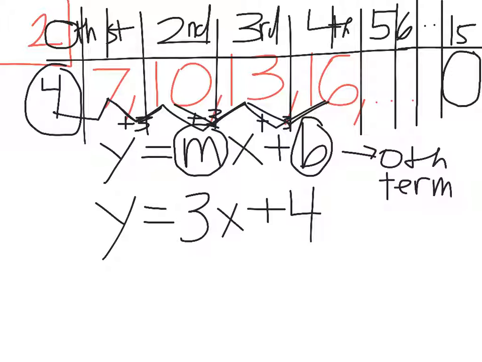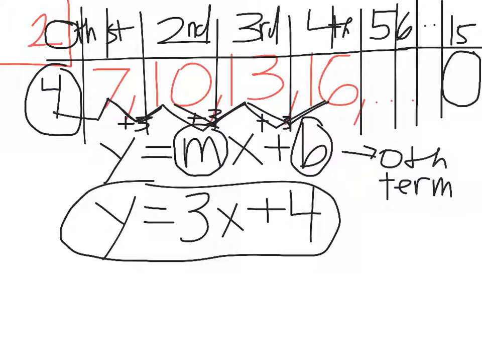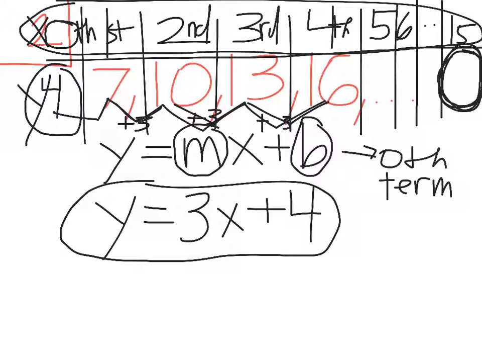But anyways, that's the equation. And that equation is what we're going to use to find the 15th term. All right, so what I'm going to do now is take this 15 because the top up here is my x values. The bottom row down here is my y values. So these are your x's. These are your y numbers.